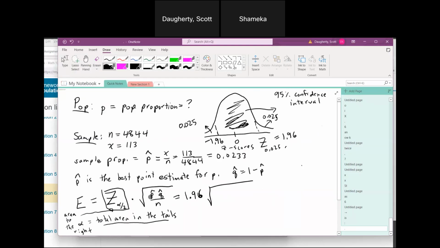All right, and then we're going to multiply that by p hat, which we've already found. And then times q hat, which, like I said, is 1 minus p hat, all divided by the sample size, all under the square root. I'll calculate that in a second on the calculator. Okay, and then I just got to put in this number here. Let me just see what that is.